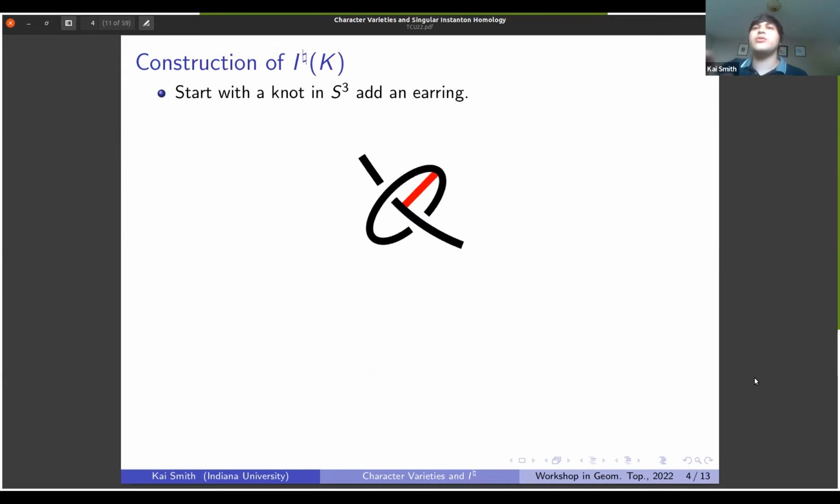So now that we have these tools, we can construct the instanton homology. So we're going to start with a knot, and we're just going to work in S3 today, even though it's more general. But we're going to add something called an earring, which is, so if this is part of our knot, an earring is just a meridian of the knot along with an arc that goes from the knot to the meridian, which is in red here.